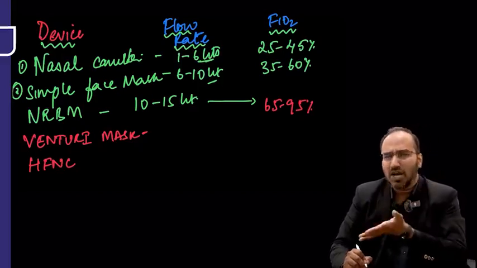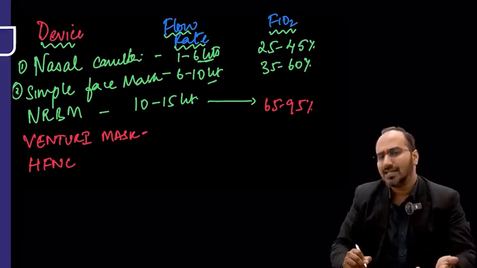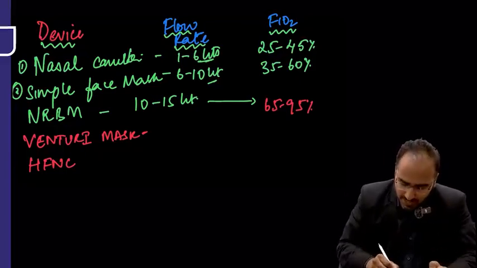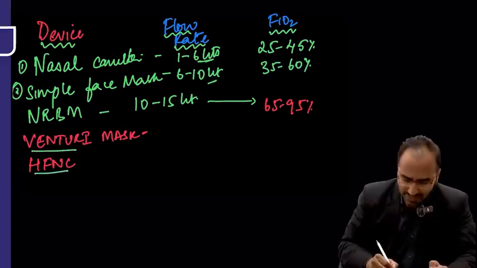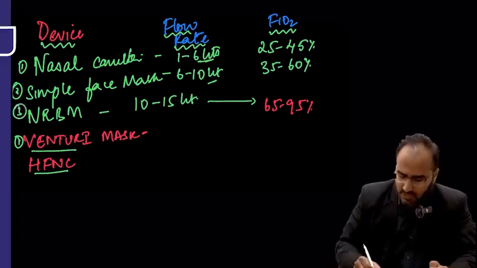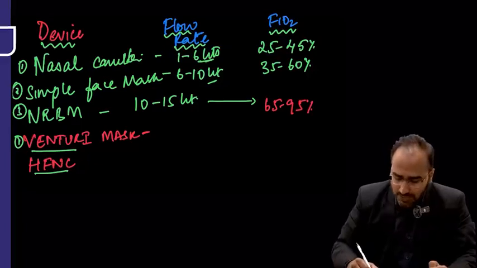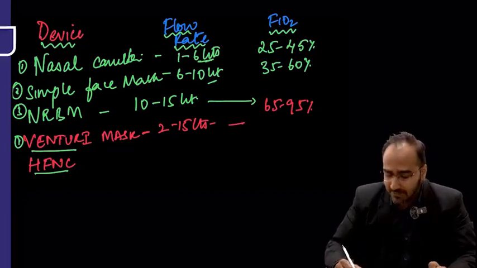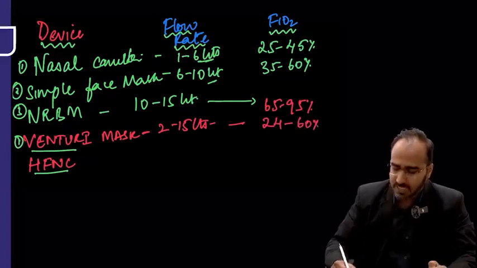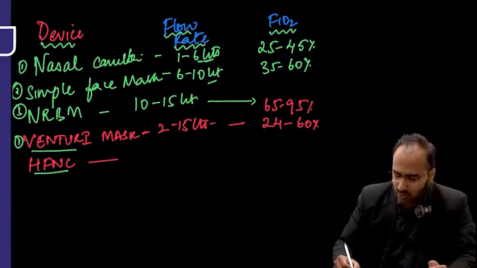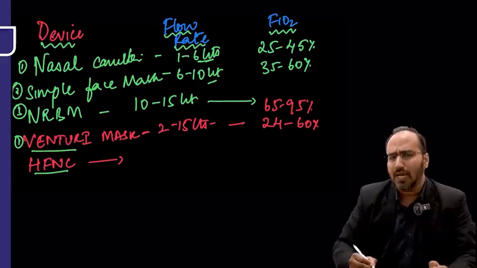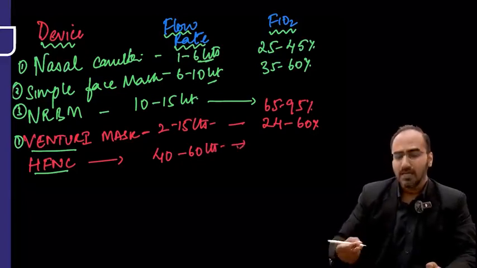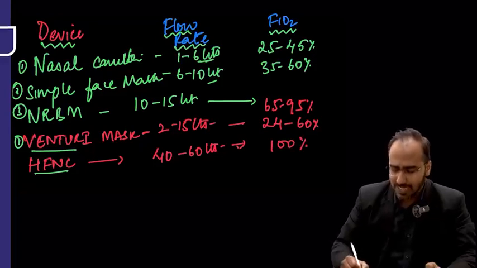Now imagine the patient is still not improving. Then you go for high flow oxygen delivery devices, or fixed high flow oxygen delivery devices, which are called the Venturi mask and HFNC. Now, the Venturi mask, the flow rate that you can give is what? You can deliver 2 to 15 liters of oxygen to the patient, by which the patient can achieve an FiO2 of 24 to 60%. Okay? The last is what, guys? The high flow nasal cannula. With this, the flow rates of oxygen that you can deliver are very high. 40 to 60 liters of oxygen you can deliver, by which you can achieve an FiO2 of 100%.